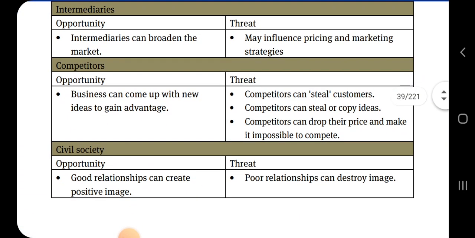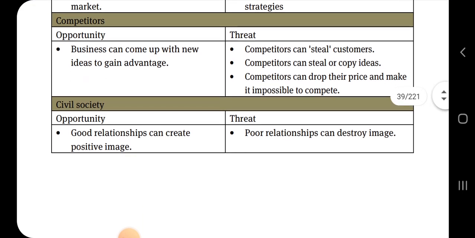And then we have opportunities with intermediaries. The opportunity with intermediaries is that they can broaden the market. So more intermediaries in the market broadens the market. And then a threat may be that the intermediaries may influence pricing and marketing strategies, maybe bad advertising, just for the products to be bought.